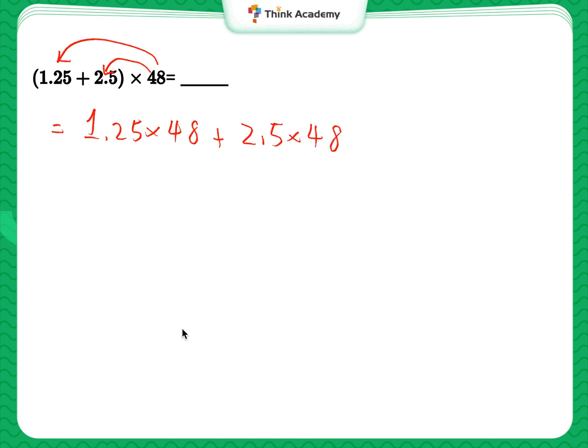And just like previously, we know that 125 and 25, these are numbers which are associated to the number pairs. We know that 125 times 8 is 1000, where 1.25 is 125 divided by 100. So we can write it as 125 times 48 divided by 100. And as for 2.5 multiplying 48, it's just the same.